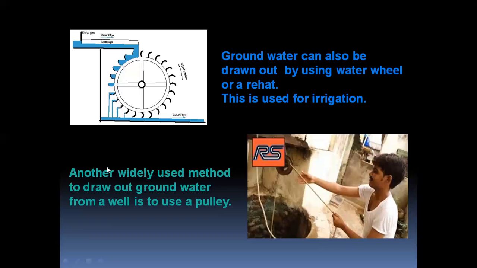The next one is another widely used method to draw out groundwater from a well, which is to use a pulley. This is called a pulley, a small iron wheel. When you keep the bucket and use the rope, it is easy when a pulley is there. Without a pulley, it is difficult to fetch water. Is it clear, children? You can see this picture, a person is using a pulley and drawing out well water.